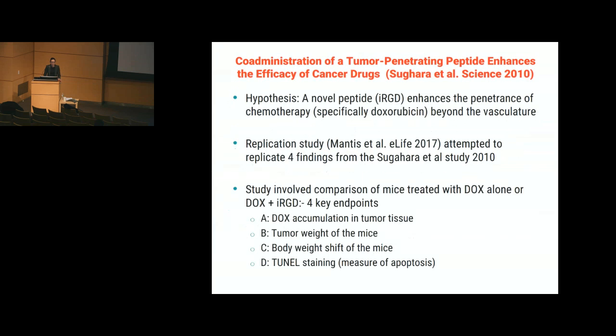The first example: the hypothesis is that this novel peptide, iRGD, enhances the penetrance of the chemotherapy doxorubicin beyond the vasculature. The original report was Sugahara et al. in Science, and the replication study was Mantis et al. in the journal eLife. They attempted to replicate four findings. This was in mice, with two groups: doxorubicin alone and doxorubicin plus this novel peptide. There are four key endpoints: doxorubicin accumulation in tumor tissue, tumor weight of the mice, body weight shift of the mice, and TUNEL staining as a measure of apoptosis. These A, B, C, D outcomes will be presented in the next slide.